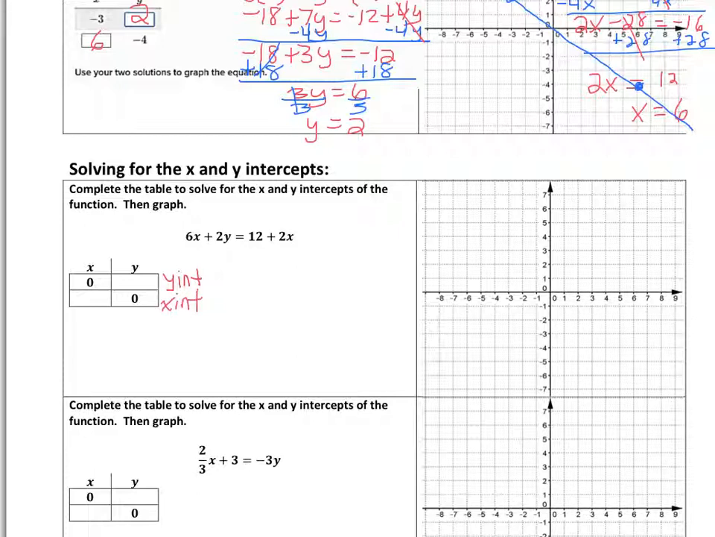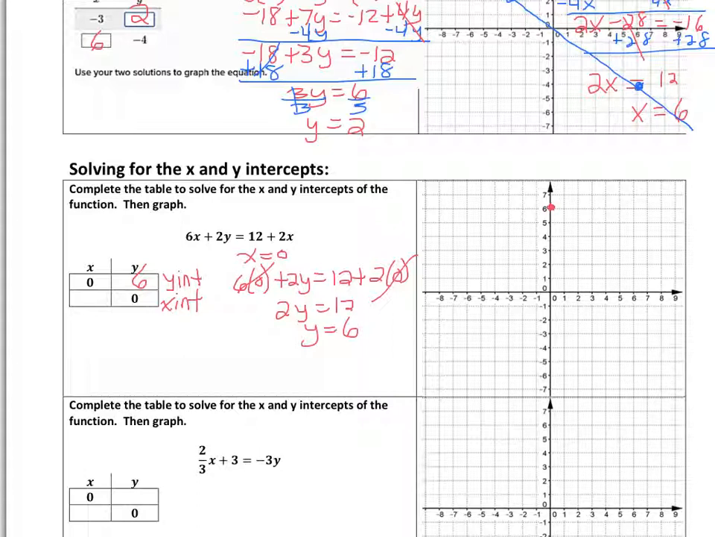So let's take our function and substitute x equals 0. I'm going to put this right here. 6 times 0 plus 2y equals 12 plus 2 times 0. So these zeros just kind of make everything much easier, because anything times 0 is 0. 2y equals 12, so y equals 6. Our y-intercept happens at y equals 6. And I can graph that.